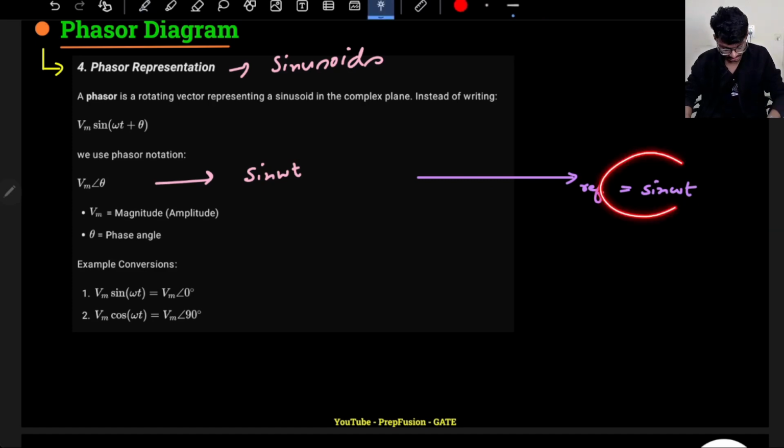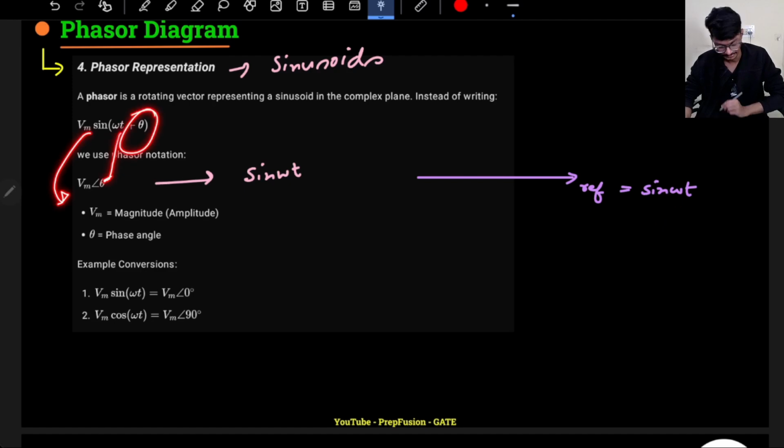Generally this is implied. You will not write that the reference is equal to sine omega t. It is understood that you are choosing the reference as sine omega t only. So how can I define this sinusoid then? You write the peak amplitude here and the phase angle here.